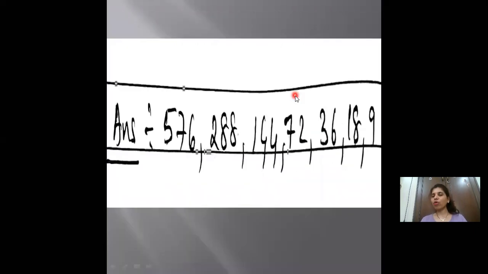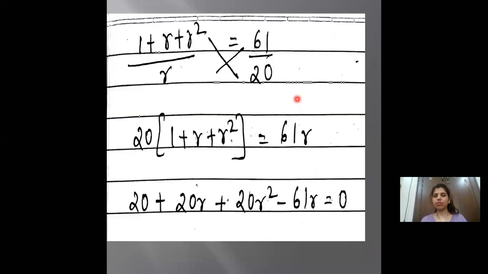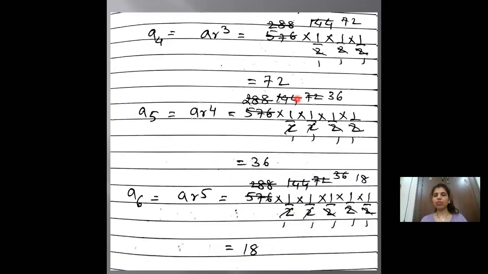To avoid all this, what you can do is, all the time dividing 576 is not necessary. 72, once you get, you multiply it with half, because already you have got the value for AR raised to 3. So into R, so into half. So you will avoid all this cancellation. 36 into half, you will get 18. So like that you have got all the 5 terms.